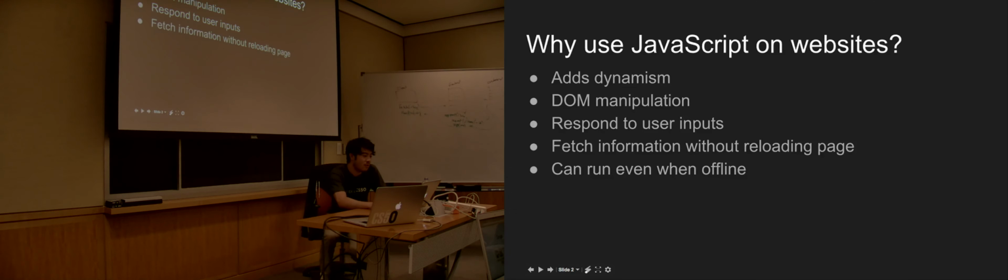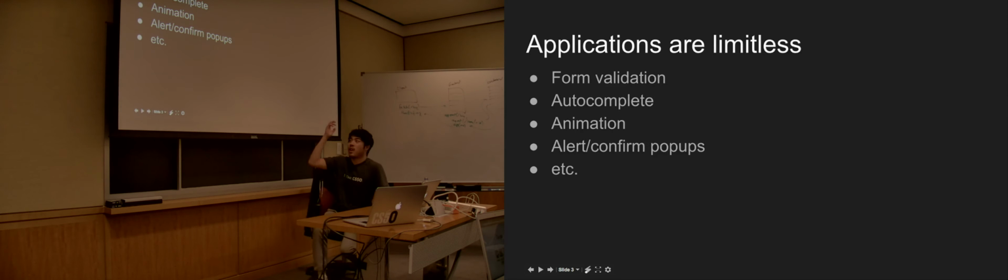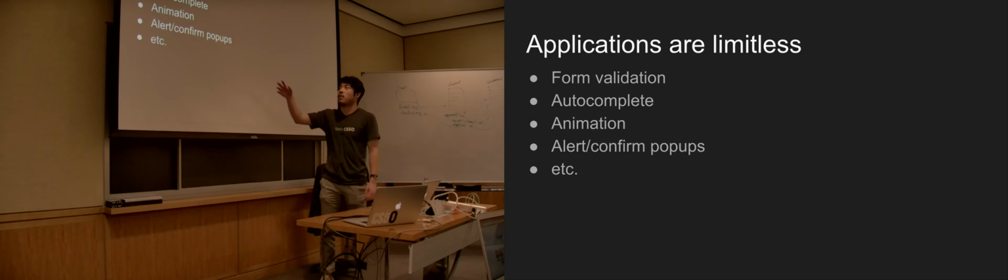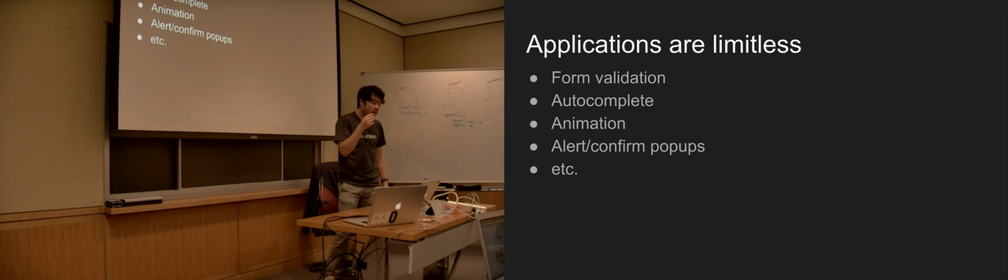Yeah. So we were... So then lots of applications of front-end JavaScript, including validation, autocomplete, animation, alert confirm pop-ups. We only really looked at form validation in depth and form submission. And so what is AJAX? Asynchronous JavaScript and XML, but what does that do? What does it give us?